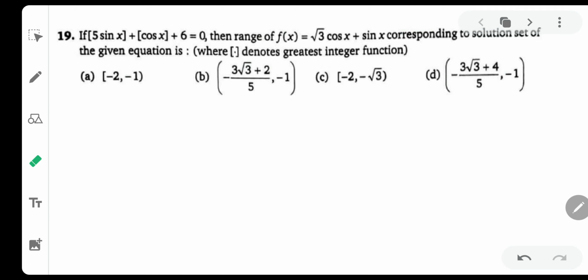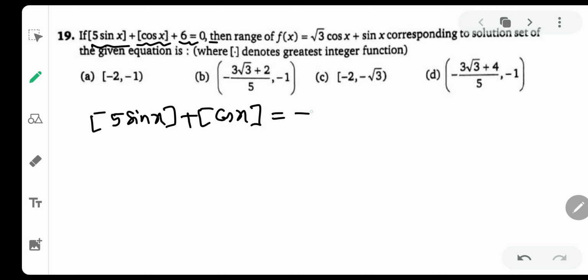We are on page number 5 and question number 19. This question says that GIF of pi sin x and cos x plus 6 equal to 0. Now let us first try to look at it in a better manner. GIF of pi sin x plus GIF of cos x is equal to minus 6. This is only possible when these GIFs have some particular value.